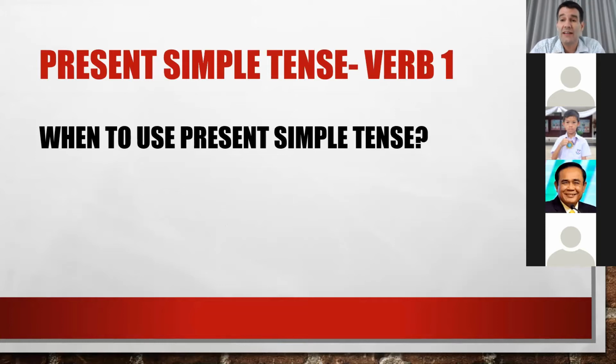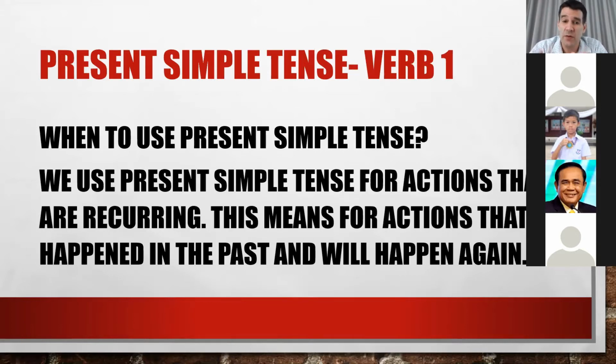So now I'll go through a little bit of when to use verb 1. I think right now is a little bit simple because you only have verb 1 and verb 2. But as you get into grade 5 you will have verb 3, and then next year you will talk about passive voice. So we use verb 1 or present simple tense for actions that are reoccurring. They happen again and again and again. Maybe things that happened yesterday, they happen today, they will happen tomorrow.